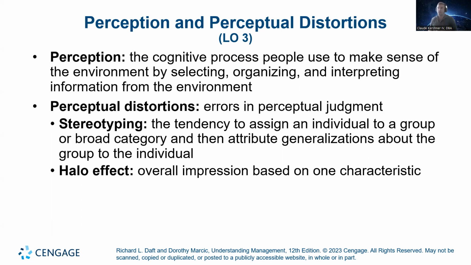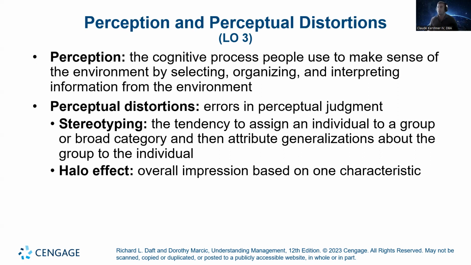A perception is the cognitive process that people use to make sense of the environment by selecting, organizing, and interpreting information from that environment. When you look around, what do you see? Do you think you see the same thing someone else sees? Do you think somebody else's eyes are drawn to something different than yours, and that could create a different perception of the environment? What's important to them? What values do they have compared to the values that you have? That's why perceptions are so complicated, because every person perceives things a little bit differently.